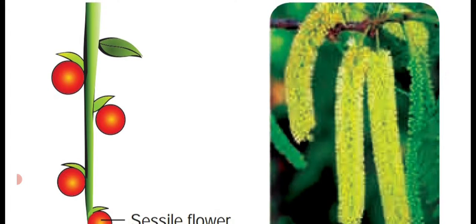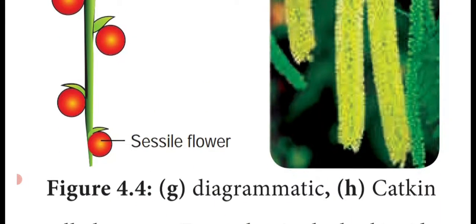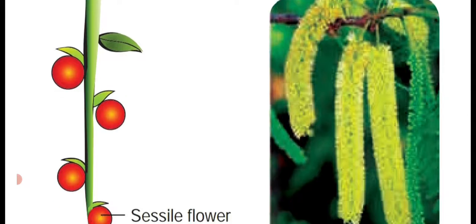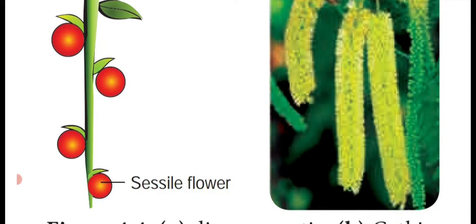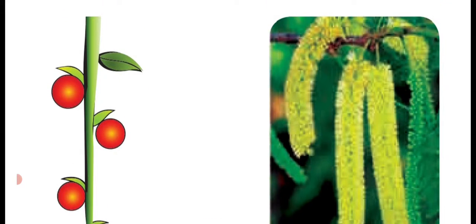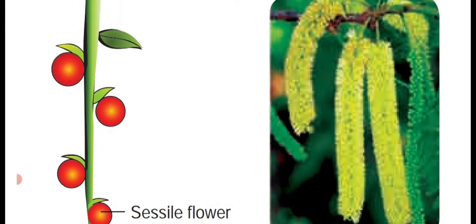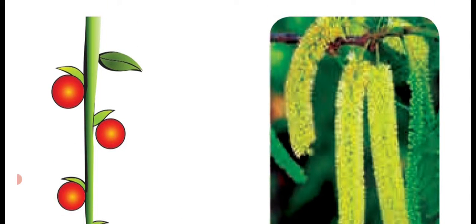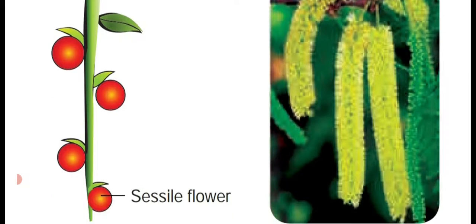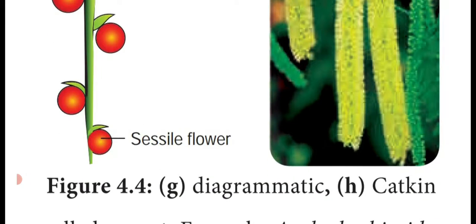Dear students, see the diagrammatic representation. It is given in the inverted position because they are pendulous, hanging in an inverted position, isn't it? So the diagram is given in the inverted position. At the base, whatever may be, the diagrammatic representation is the same. At the base, matured flowers; towards the tip, young flowers. And also, the pedicel is absent. That is said to be a sessile flower.